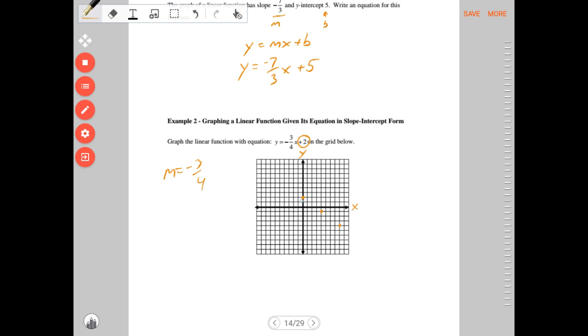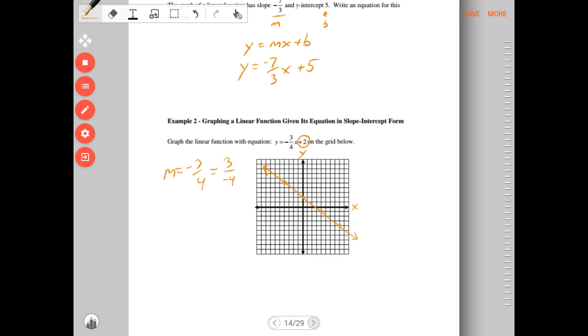I can also go from that starting point up 3, right? Because this is also positive 3 over negative 4. We don't write it that way, but we can think of it that way. So up 3, 1, 2, 3, and left 4, 1, 2, 3, 4. Anyways, we only need 2 points to draw a line, so we've totally overkilled. But you connect the dots, and there you have your nice, awesome graph.